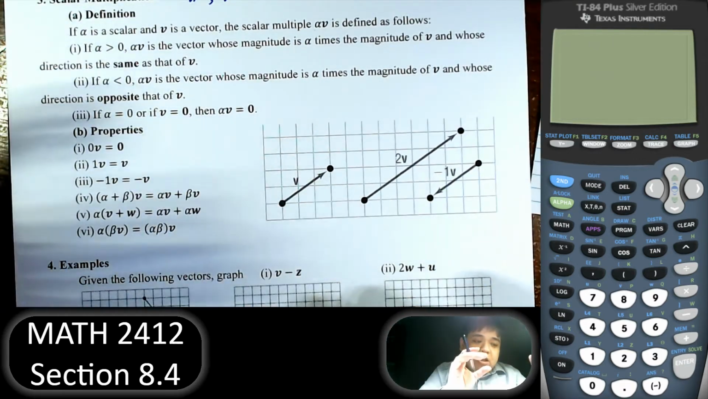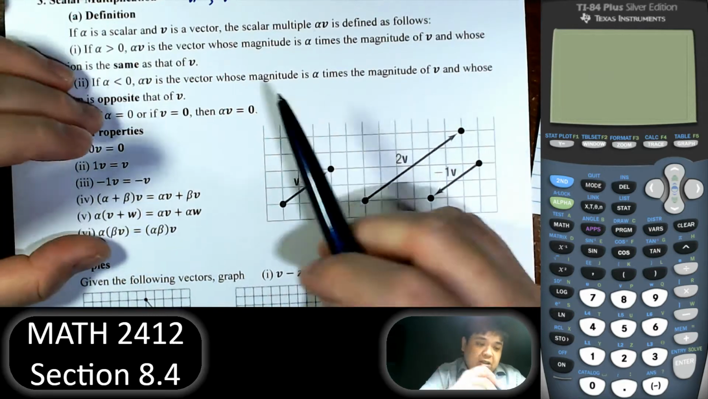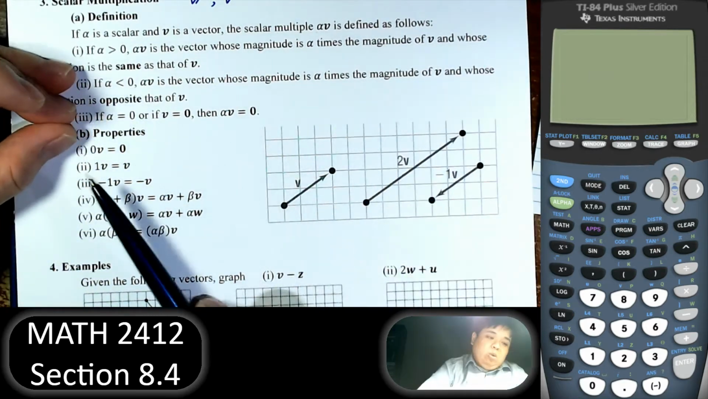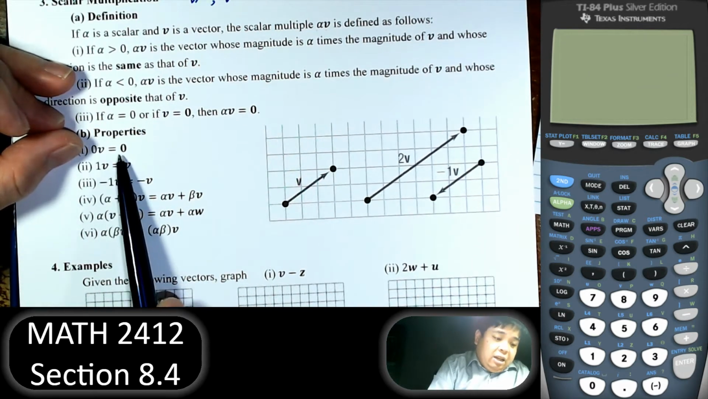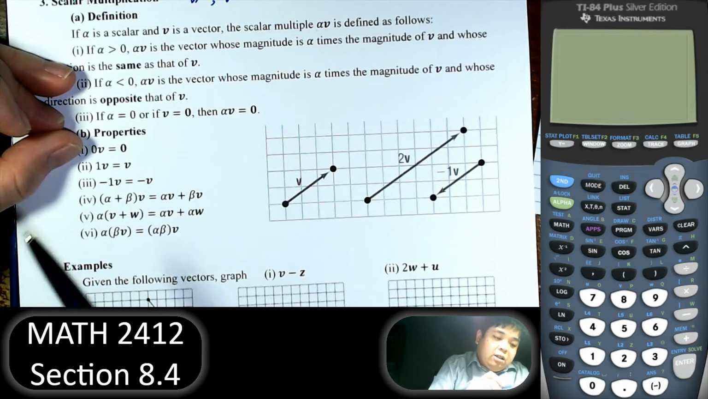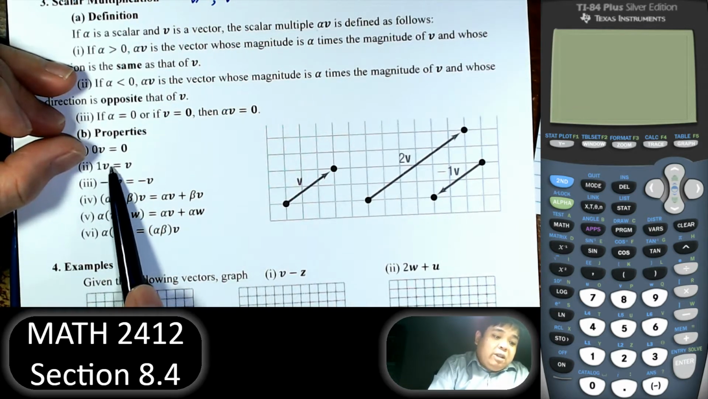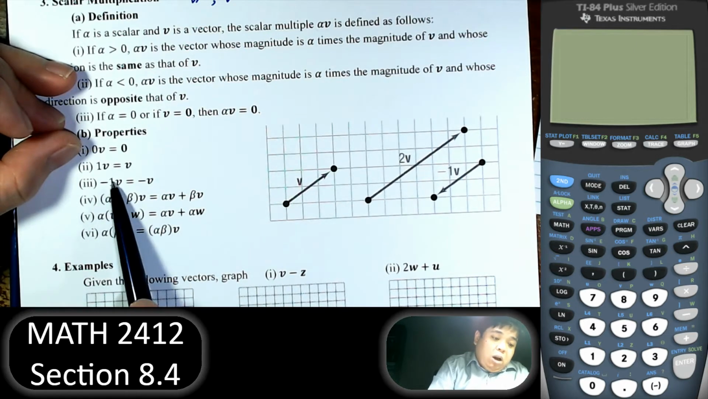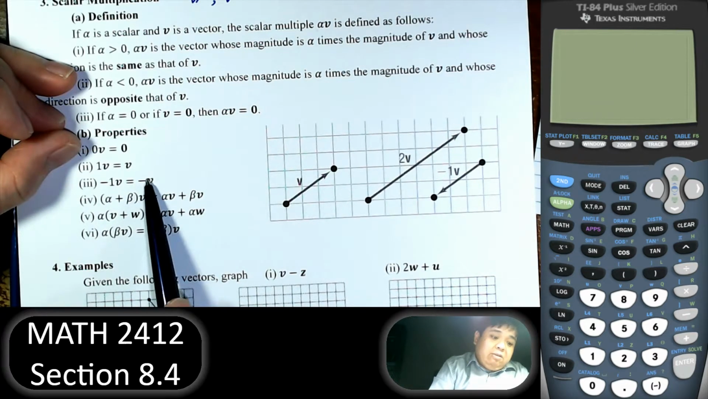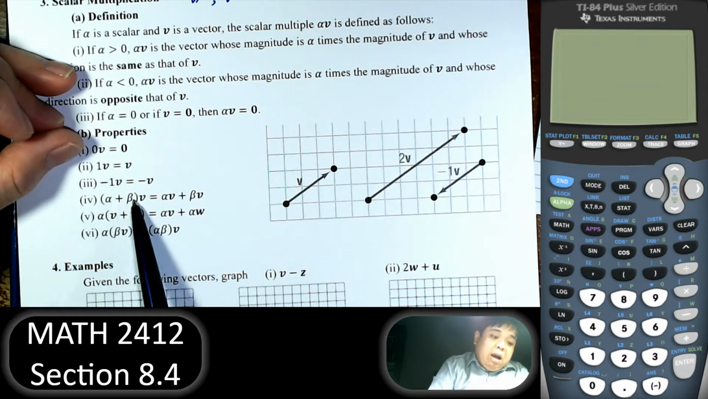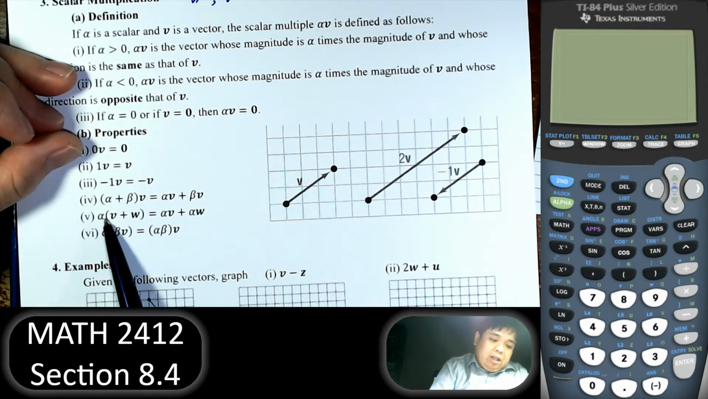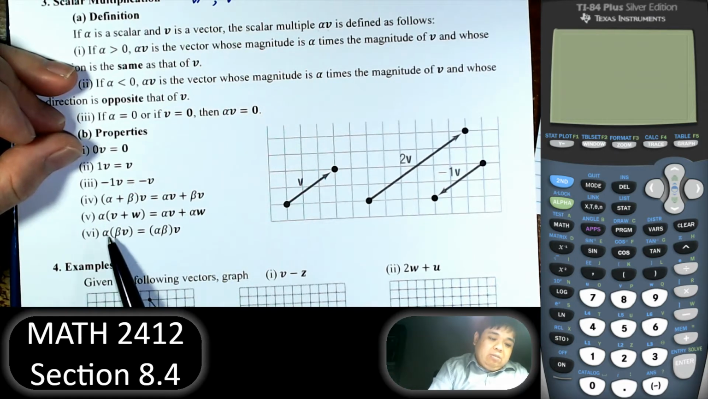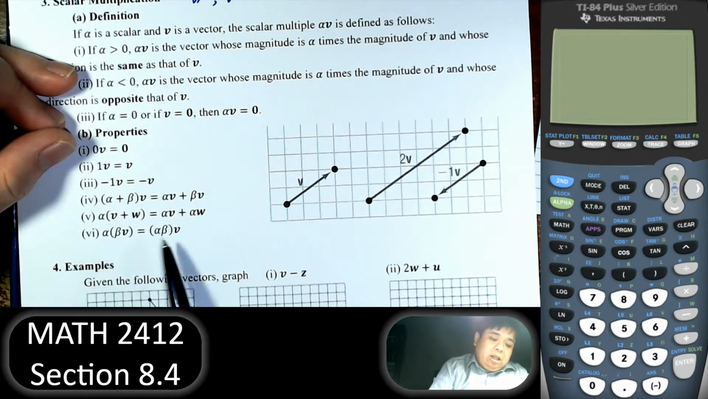So a scalar times a vector is a vector. That's why this is a vector 0. So we summarize: the number 0 times vector v is the 0 vector. The number 1 times vector v is the vector v. Negative 1 times vector v is negative vector v. The sum of alpha plus beta times vector v is alpha times vector v plus beta times vector v. So this is distribution, and this is also distribution. And scalar multiplication is also associative.